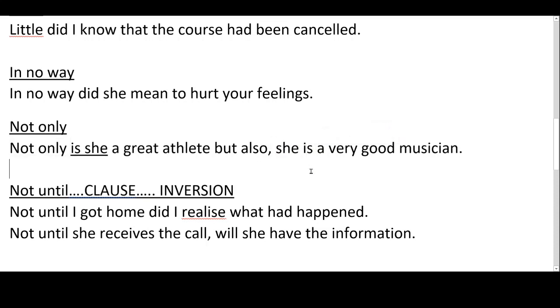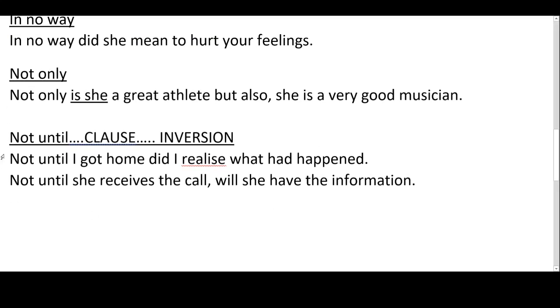Okay, so the thing is with inversions, guys, you can't just use them whenever you want. You have to use them with particular structures. Okay, not until, then a clause, and then you use the inversion. This one's the most difficult. It says not until I got home. I got home is the clause. So we've got not until. All right. And then we've got the clause, I got home. And then the inversion happens.